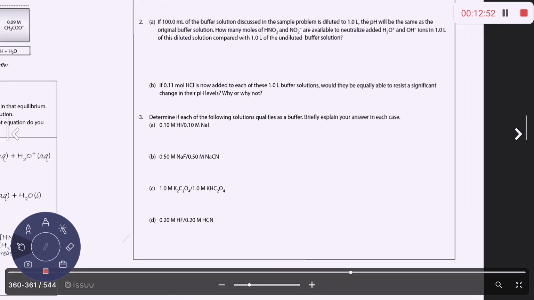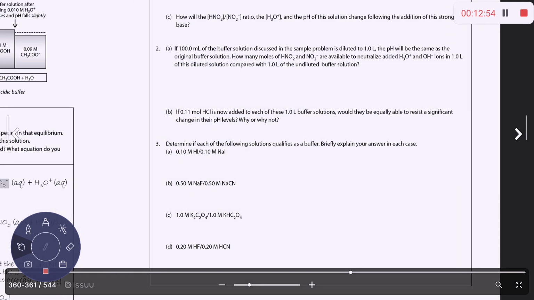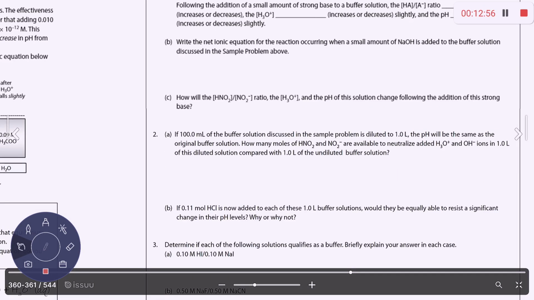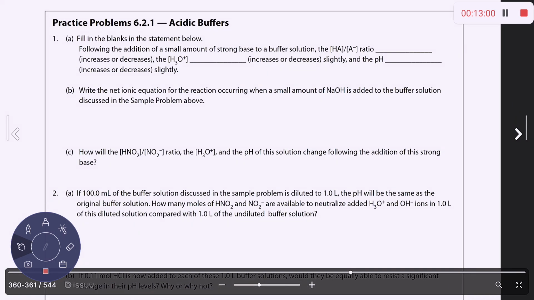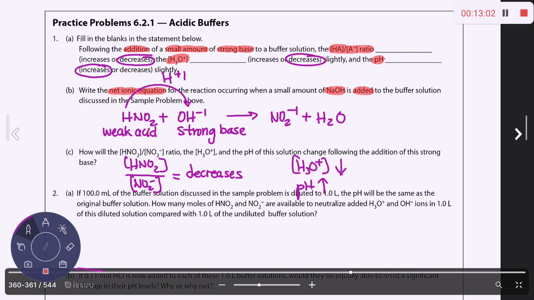Okay, so what I want you to do is do problem number 1. Do A, B, and C, and let's see what you come up with. We'll just let it play for a second, and then I will hit stop. Okay, next page. So the next page is about buffers that are in the basic region, and then we'll talk about buffer capacity. So far, so good.